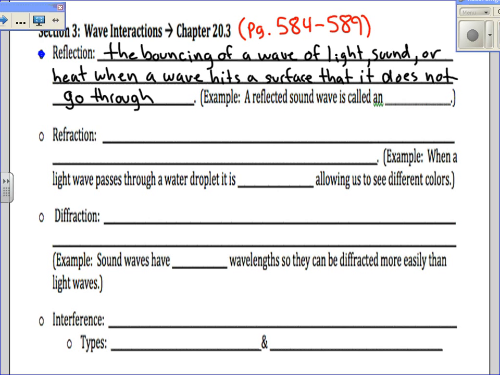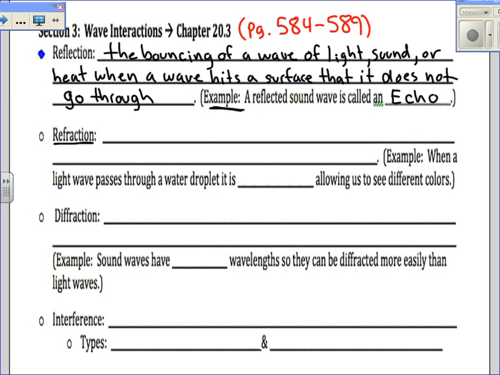Now, when waves bounce back after hitting a barrier, a good example of this would be light waves that are reflected off the moon. That allows us to see the moon. The moon isn't producing light on its own. An example is a reflected sound wave, which is called an echo, and I think most of you know this. You've probably produced echoes before for the fun of it. Maybe you're on a camping trip and you're yelling across the lake and you can hear your echo.